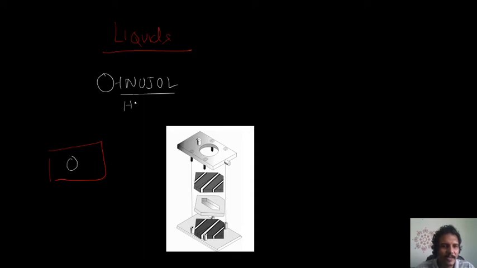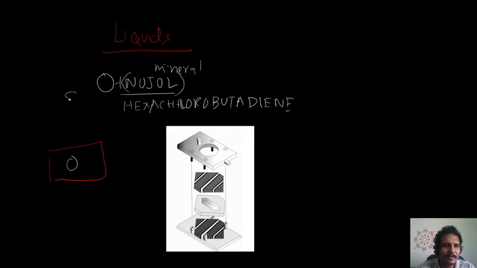It is hexachlorobutadiene. That is the chemical composition of nujol. Hexachlorobutadiene, it's a mineral oil. They call it nujol. So this sample is mixed with nujol.